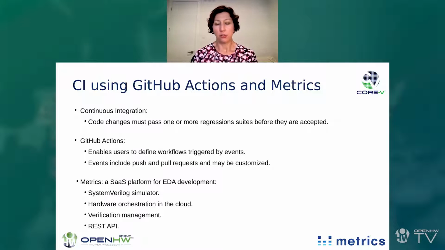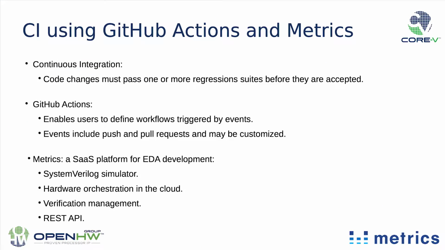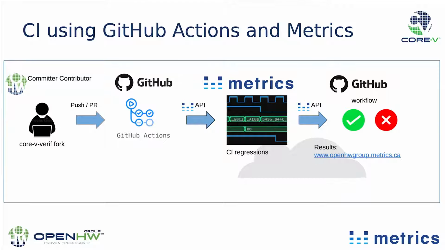So next, I'm going to show you a diagram illustrating the continuous integration workflow that we've been talking about. And that starts with the committer or contributor. They're doing their work on a fork of core-v-verif. They make a push or a pull request to GitHub, and that triggers an action that we've defined. That action launches one or more regressions on the Metrics platform via the API. And as these regressions complete, the results are sent back to GitHub, also using the API.